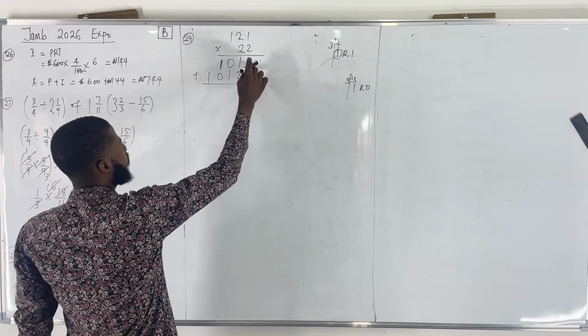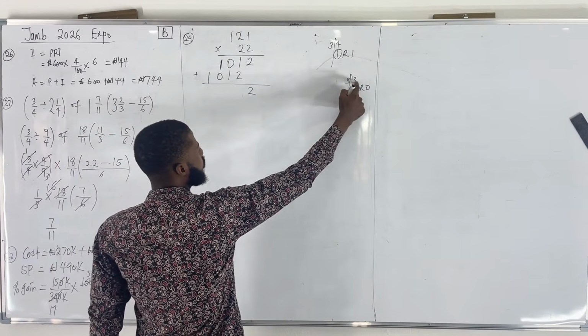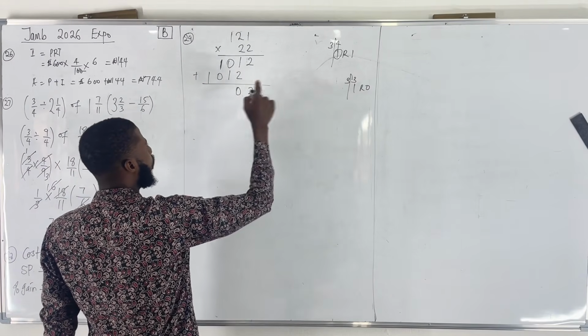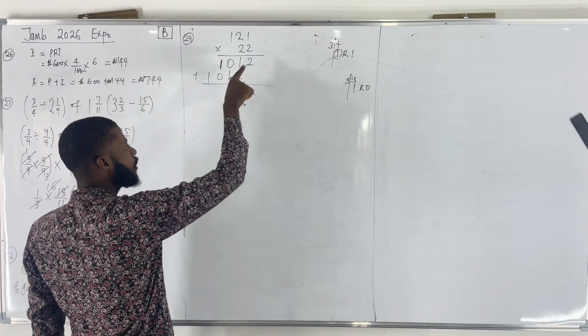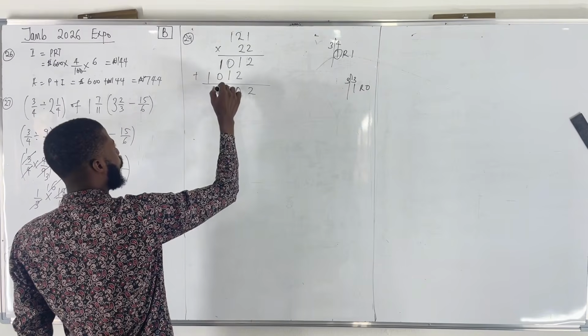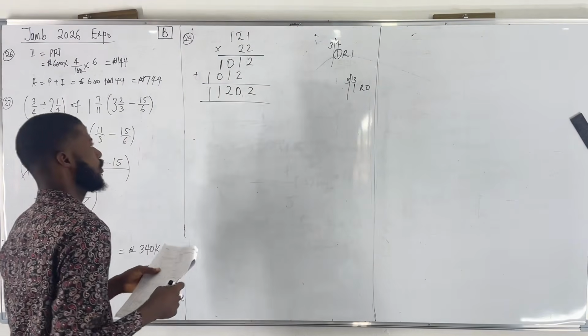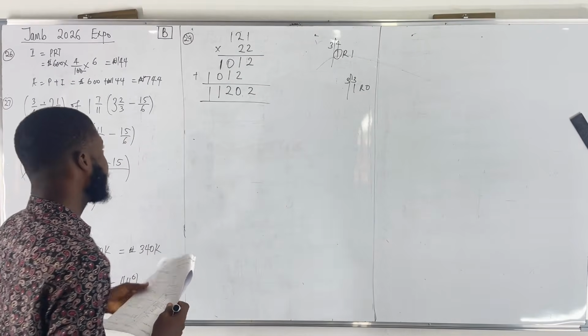So add this up. This will be 2. 1 plus 2 is 3, so this will become 0, carry 1. So 0 plus 1 is 1, plus the one you carried, that's 2. Then 1 plus 0, 1. Then put this very 1. And then this will be your answer, 11202. So the answer is going to be C.